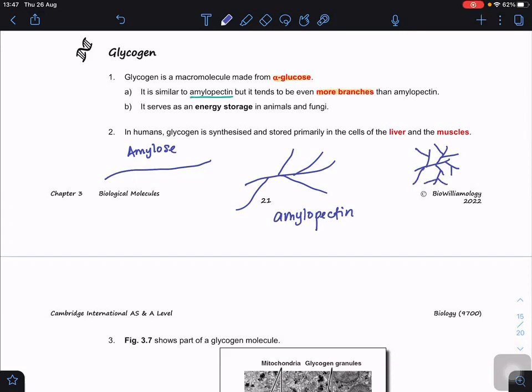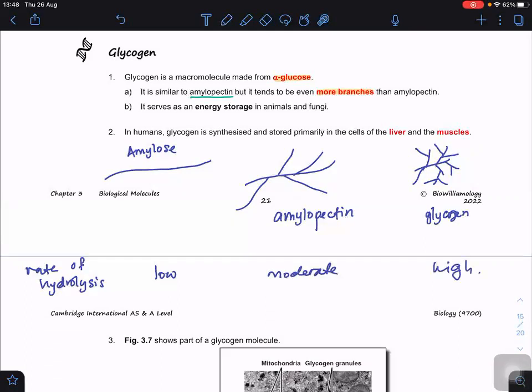So what is the benefit of having this? Again, sites for enzyme attachment. Compared to amylopectin, glycogen has even more branches, so there are more sites of attachment for the enzyme, so more enzymes can attach. Therefore, in terms of the rate of hydrolysis, this one will be low, this one will be moderate, and this one will be very high.